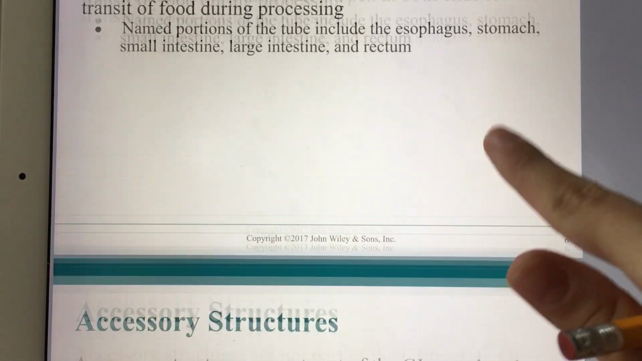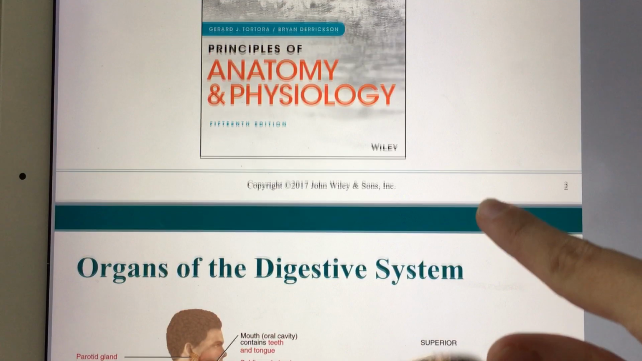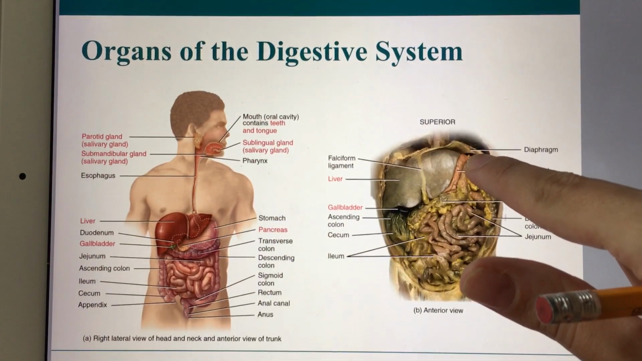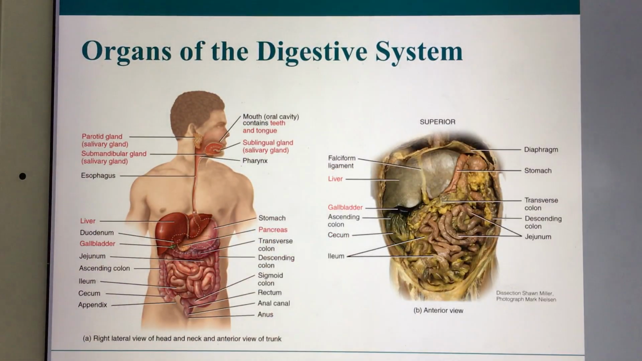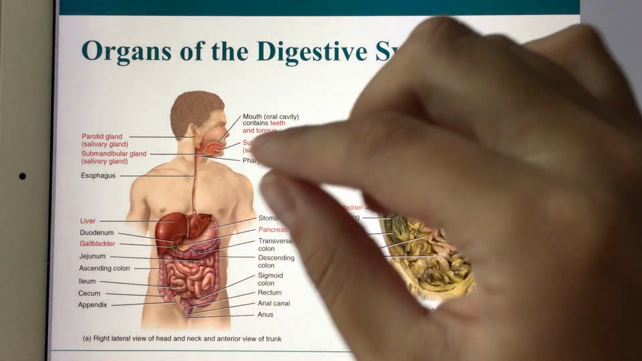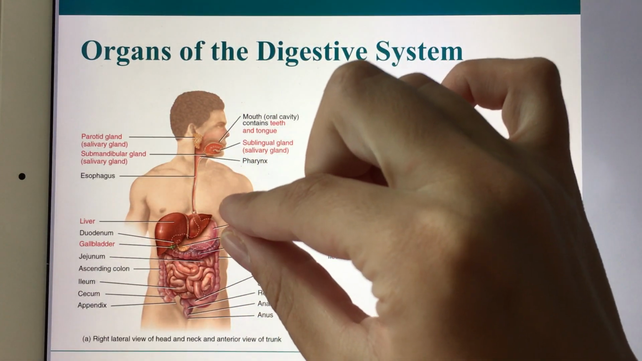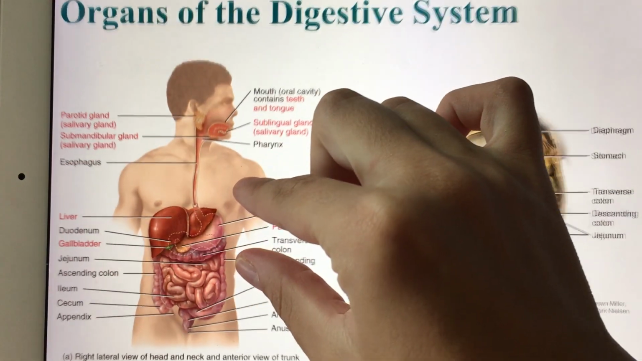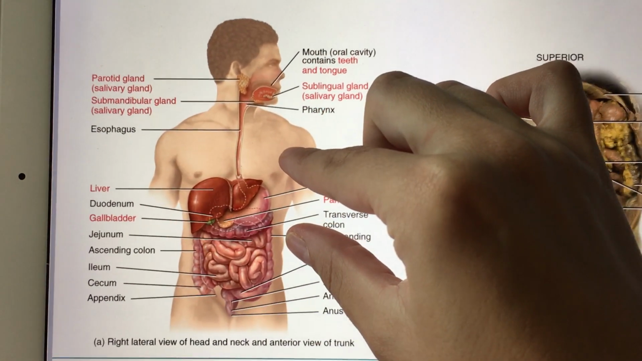So let's go over these structures on the figure from your book. I'm going to zoom in a little bit more. This is the right lateral view of the head and neck and the anterior view of the trunk. Okay, make it a little bigger.